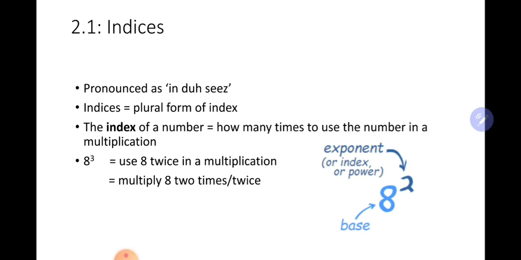Indices is actually the plural form of index. Say we have 8 power 2. So the 2 here is the index or the power or the exponent, and 8 is the base. When we have 8 power 2, it means we use 8 twice in the multiplication, or we multiply 8 two times.